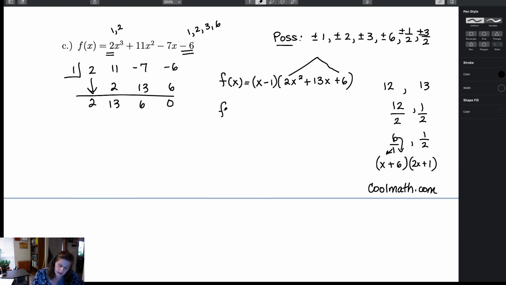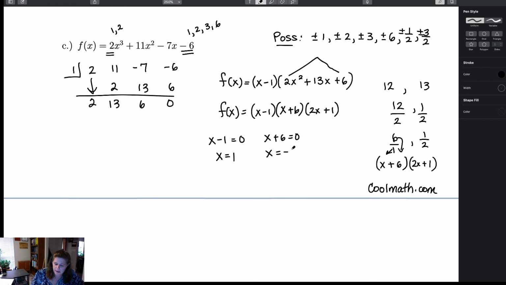All right, so f of x is equal to x minus 1 times x plus 6 times 2x plus 1. Now, if I wanted to know what the zeros were, each one of these set equal to 0 is a zero. So x minus 1 equals 0 gives me x is equal to 1. x plus 6 equals 0 gives me x is equal to negative 6. And 2x plus 1 equals 0 gives me x is equal to negative 1/2.